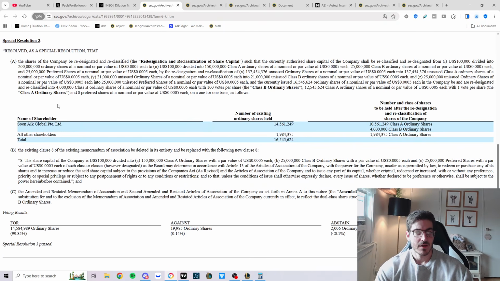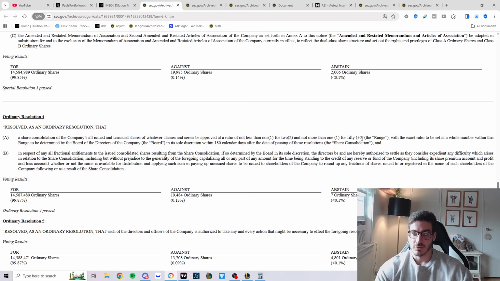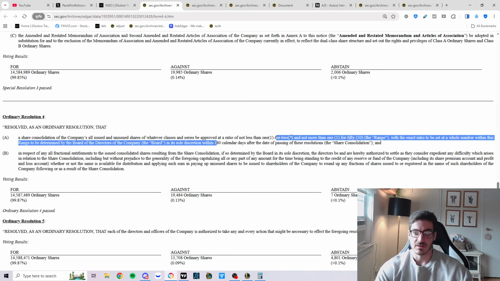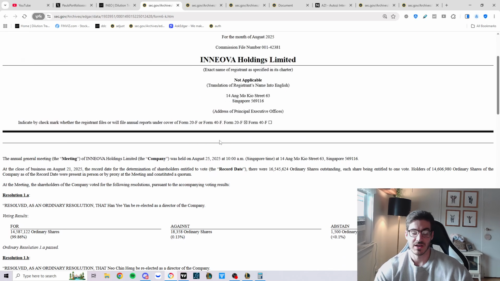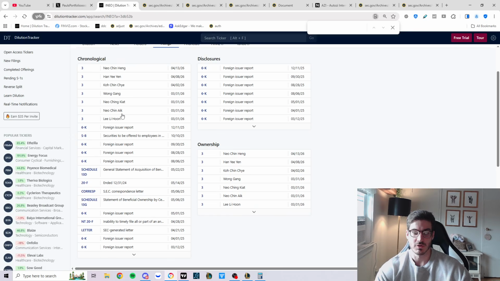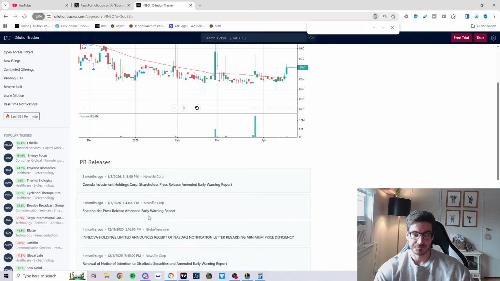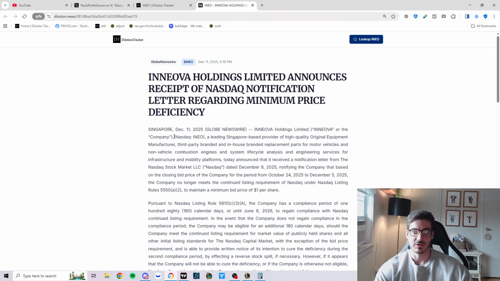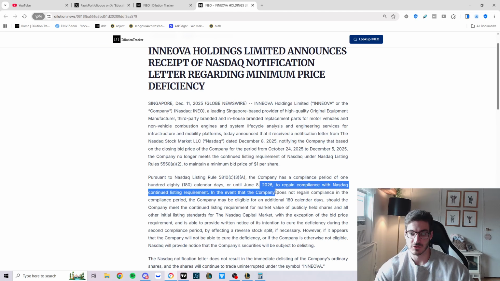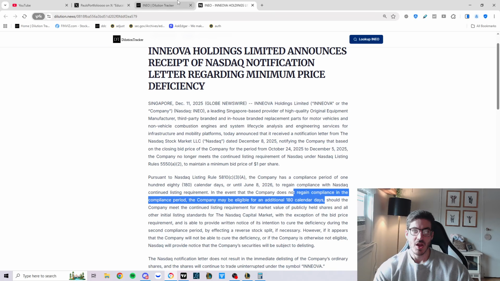meeting, their shareholders approved the reverse split, but it was only within 180 days. That expired because this was August. It expired. So that reverse split approval is no longer valid, right? If you look at their compliance, which is right here, it says they have until June. They may also be able to have another 180 days after that.